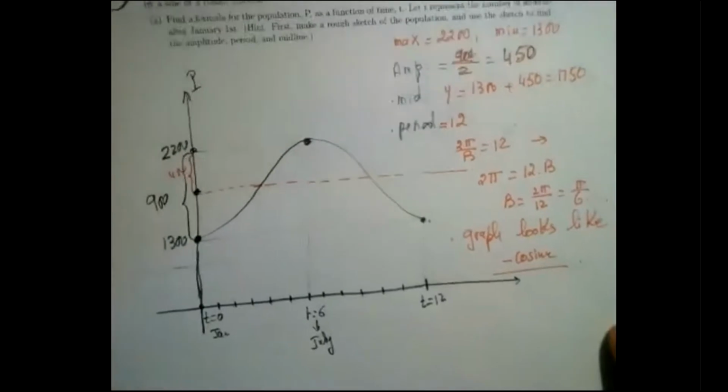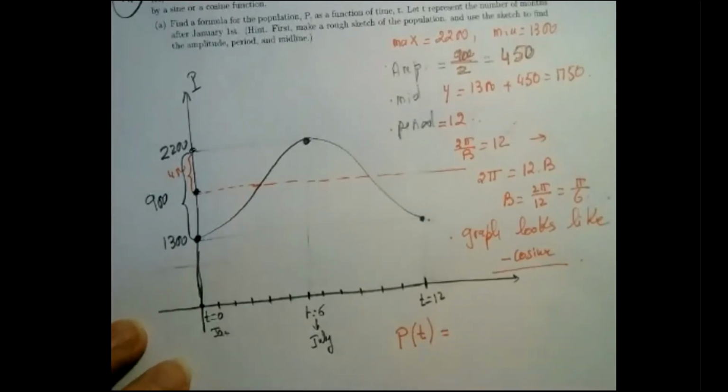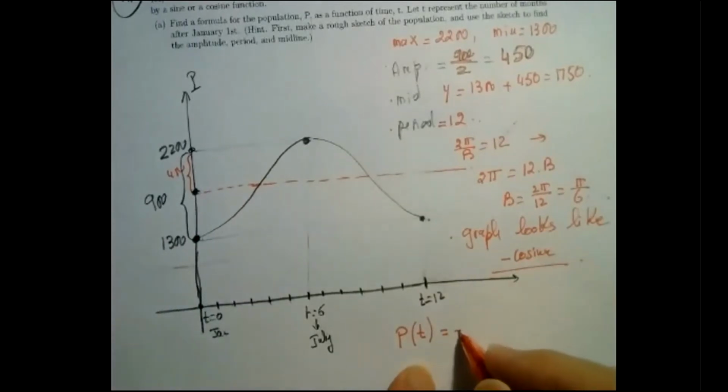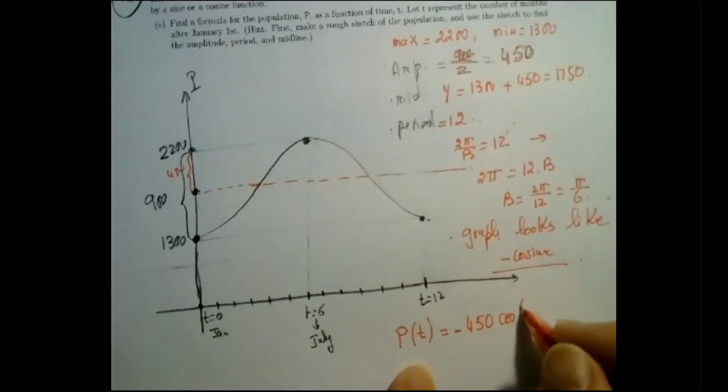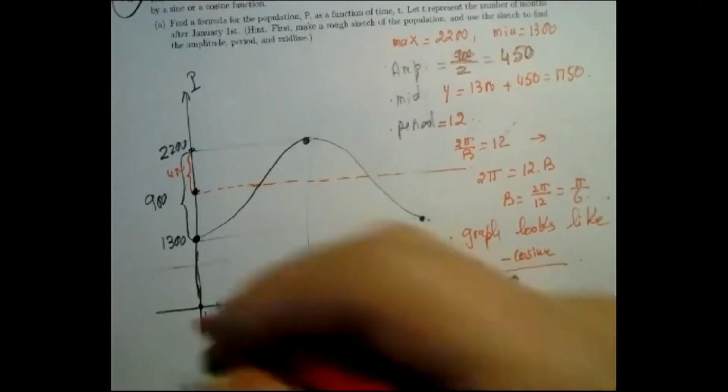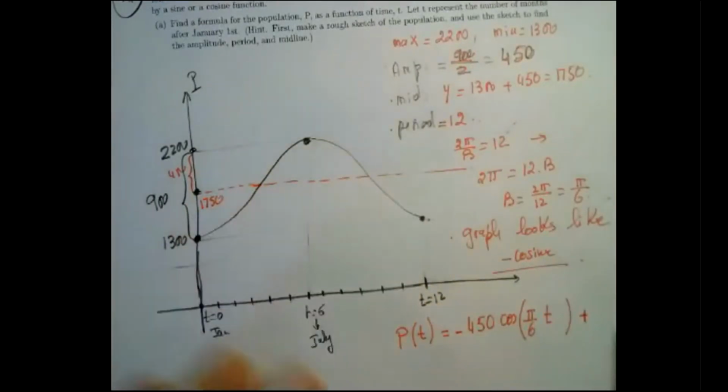Finally, we have to put the whole picture together. So now what's the population? I'm going to write P of t for the population at time t. It is equal to minus, because it's the minus cosine graph, the amplitude was 450, cosine of pi over 6 t, plus we're shifting, so it's a cosine graph shifted by 1750. So that's the 1750 plus 1750.